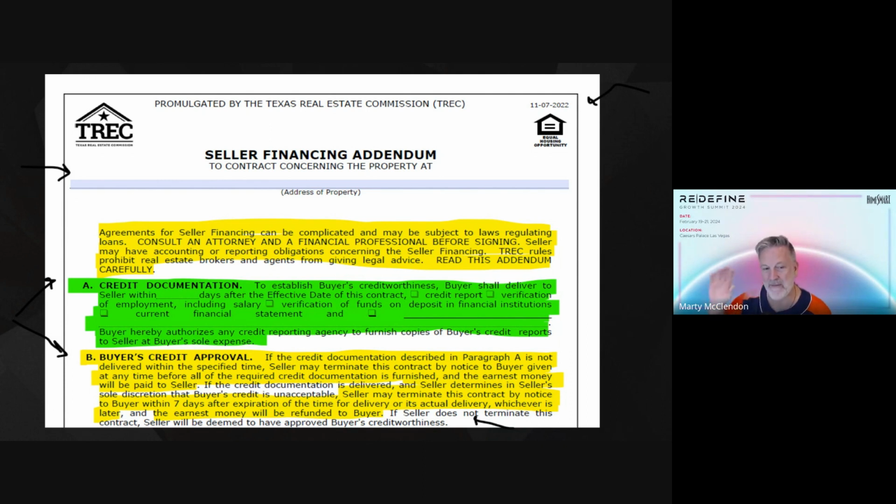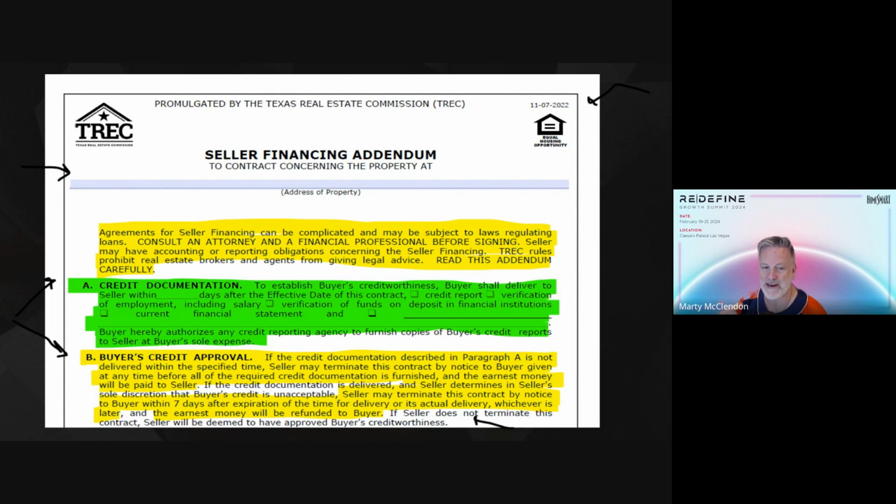So right here, if the buyer is supposed to give all these credit documentations in, say, 7 days, and on day 8 they haven't yet, the seller can terminate and keep the earnest money. So that is one benefit to the seller, but be aware as buyers, if you've committed to this contract on the buyer's agent side, they've got to deliver this stuff. If they don't, that's a big risk for the buyer to lose their earnest money at that point in time.